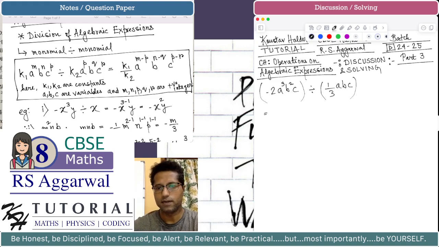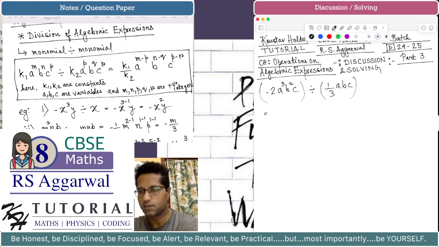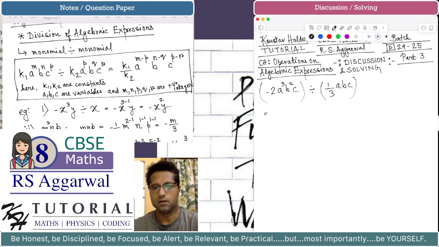We know that a monomial or a term has two major parts. That is a coefficient: for the first term, the coefficient is -2, and for the second term, the coefficient is 1/3. And we have the algebraic factor, or the literal factor. For the first term, the literal factor is a cube b square c, and for the second term, the literal coefficient, I'm very sorry, the literal coefficient of the first term is a cube b square c, and the literal coefficient of the second term is abc. So how do we do the division?